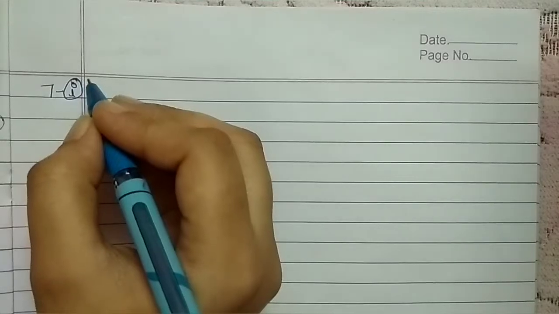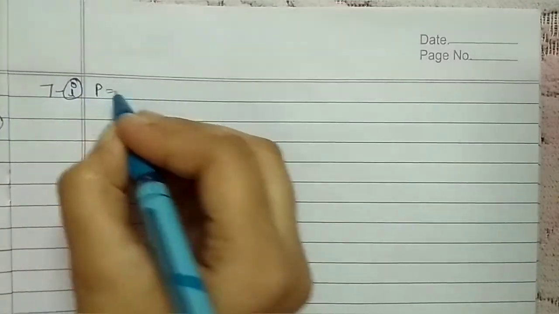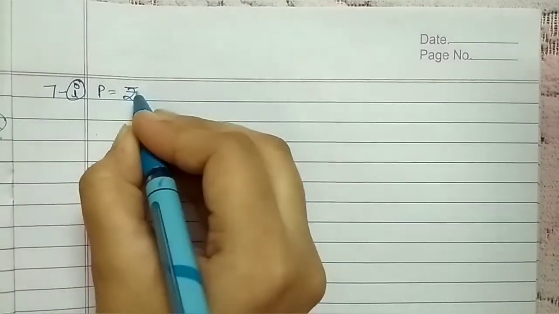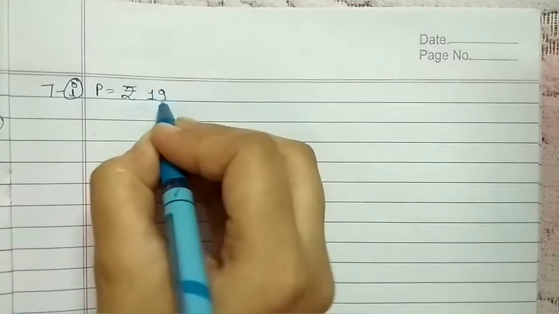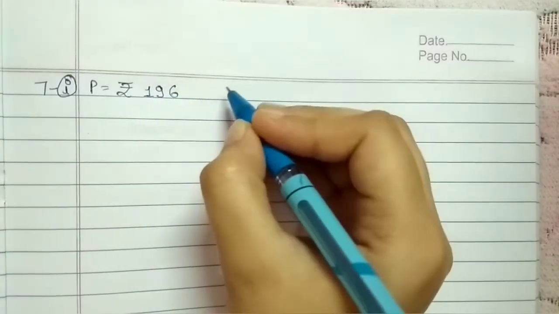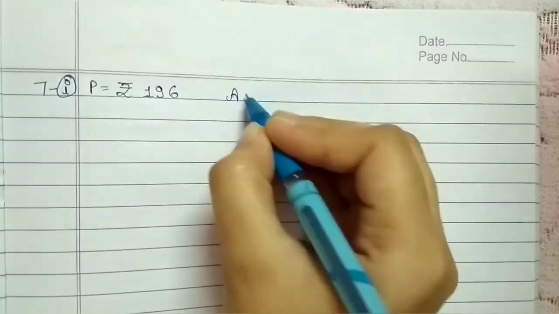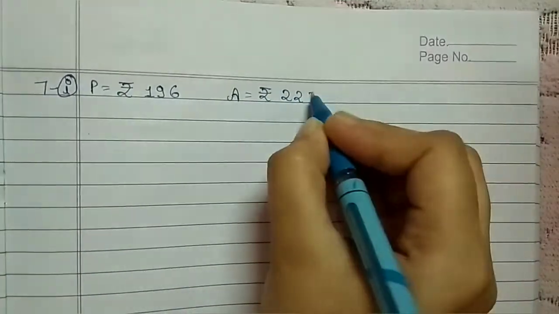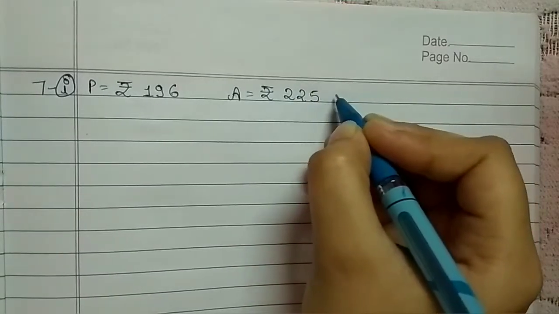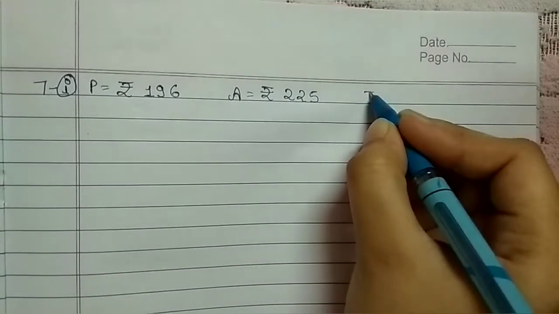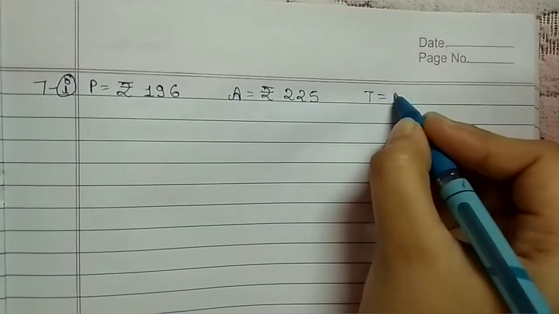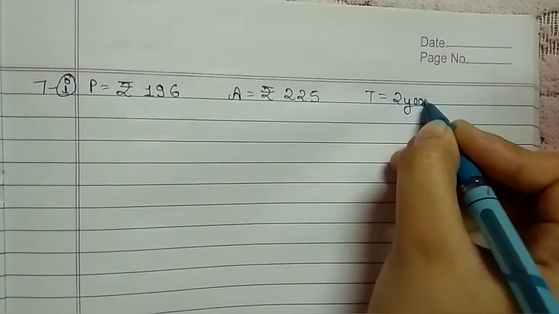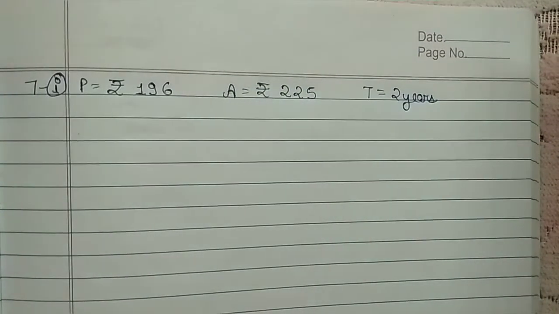In first part, we have P equal to rupees 196, A equal to rupees 225, and time equal to 2 years. In this question, we have to find R. We have to find rate.